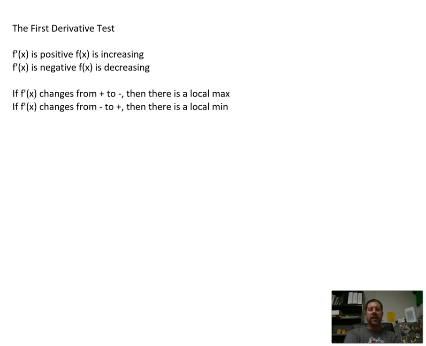We can then apply that: if f prime is changing from positive to negative, then the function is changing from increasing to decreasing, and therefore there must be a local or relative max there. And if my derivative is changing from negative to positive, then the function is changing from decreasing to increasing, and there must be a local min there. That's what the first derivative test tells us. Those are the things we should know when we look at the first derivative.